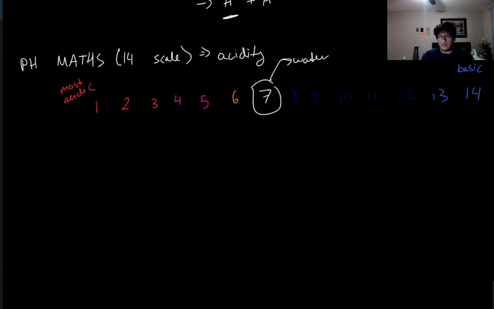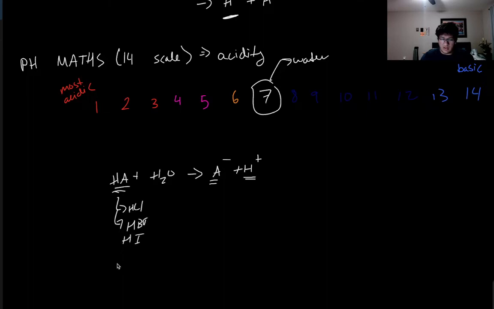Given equations like I've written up above, I'll just write it again: HA plus H2O dissociates to form A minus plus H plus. Often you'll be given how much H plus is formed and how much A minus is formed. Or you'll be told that HA might be a strong acid that's being dissolved. For example, this could be HCl, HBr, HI, HNO3, H2SO4, and HClO4. These are your strong acids.